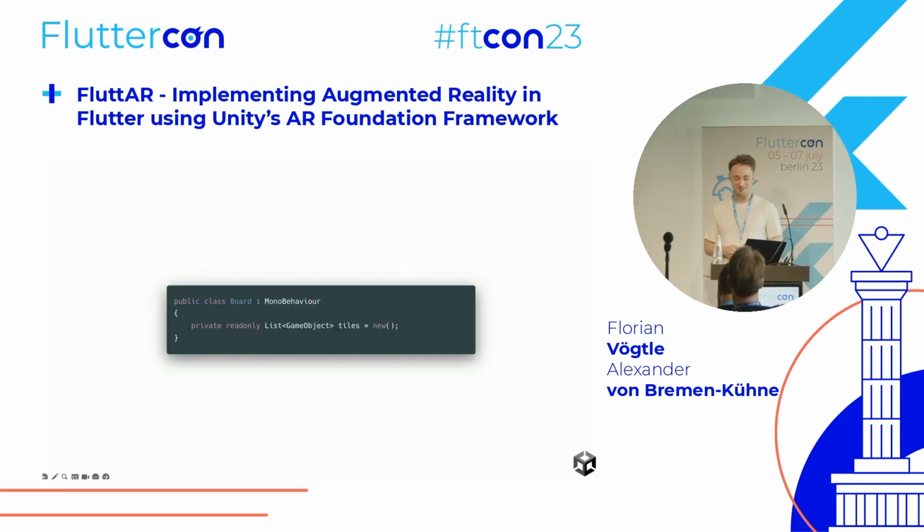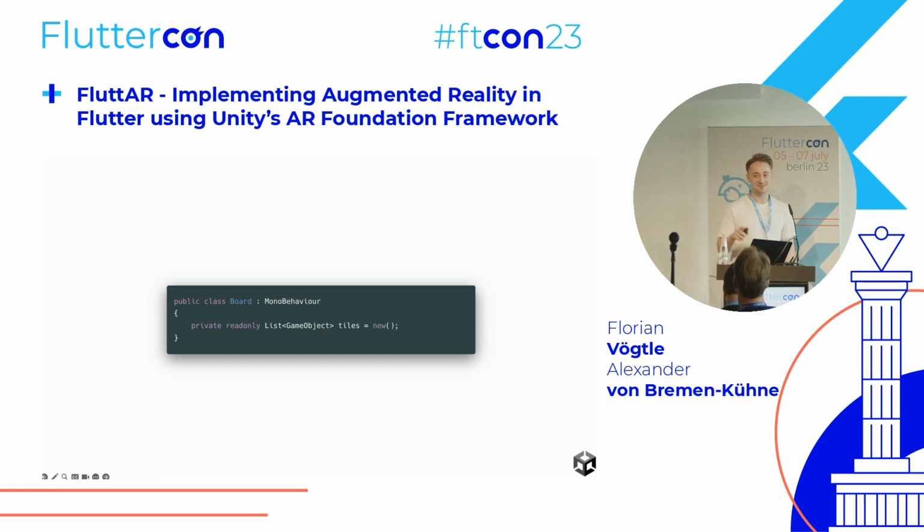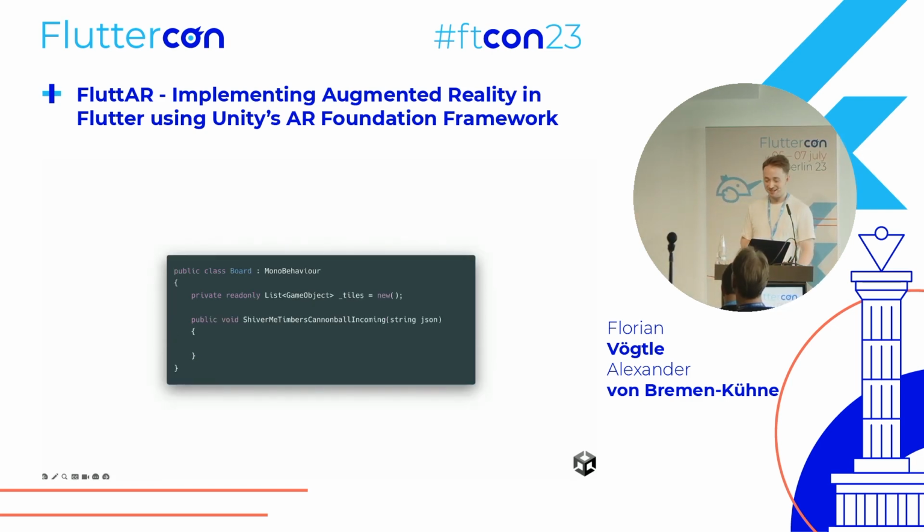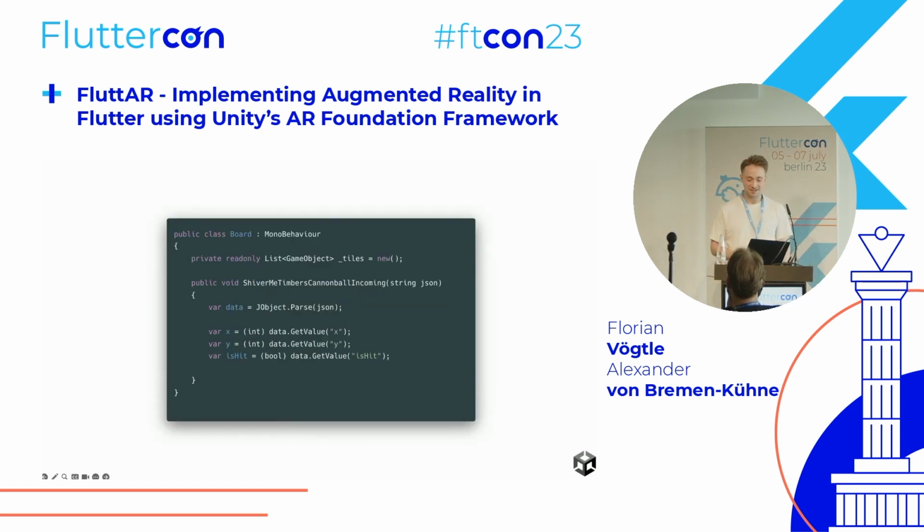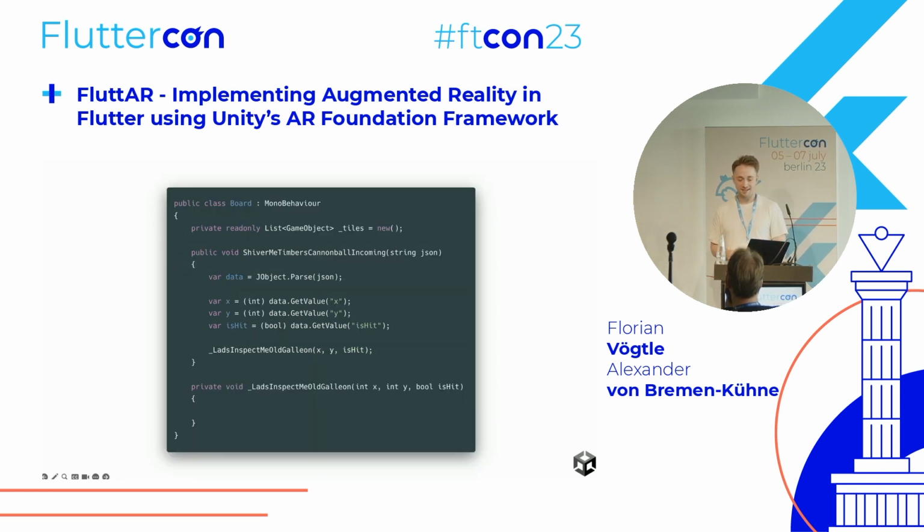That Alex wants to call on our board, but if you take a look at the code, we only have the tiles yet, and we do not have the method. So we added the name again. Shiver me timbers. Yeah, cannonball incoming. That's good. And we get the JSON as a string, and what we do is we parse this, similar to Flutter, get the X and Y coordinates and whether it is a hit or not. And then we have to call the method.